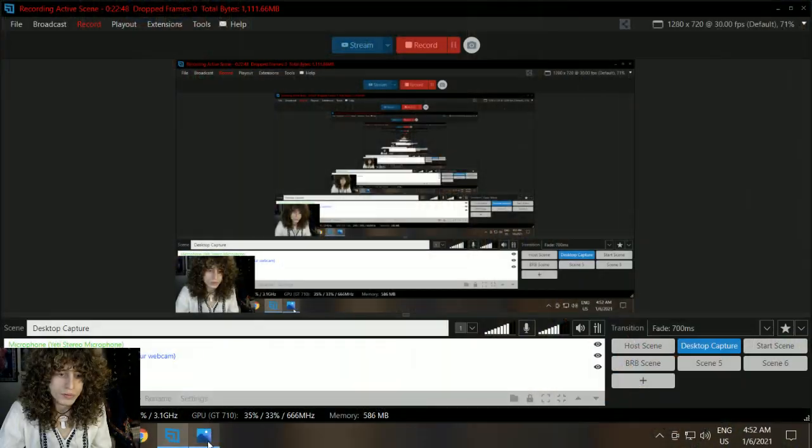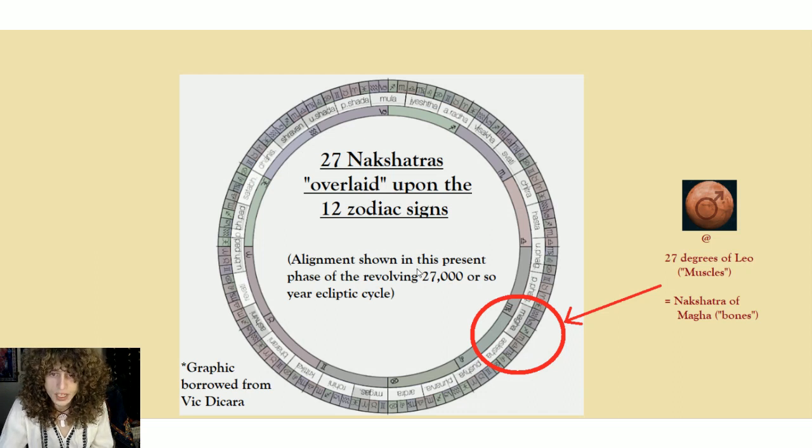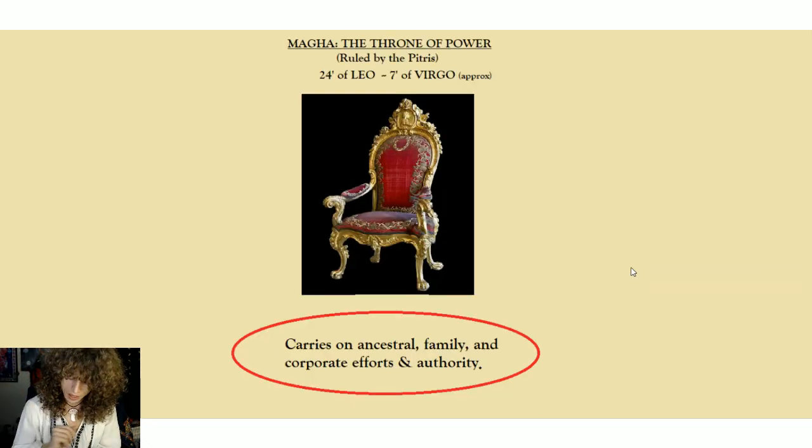According to Vitakara, a planet which falls at 27 degrees of Leo necessarily falls into the nakshatra called Magha. Magha is the royal throne room of the Pitris, who are the ruling deities of this asterism, our ancestral forefathers. So if anybody has any planets in this particular part of the zodiac, you are going to be perpetuating unconsciously the themes related to Magha, this throne of power.